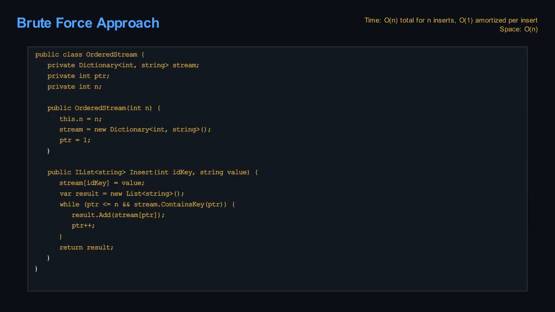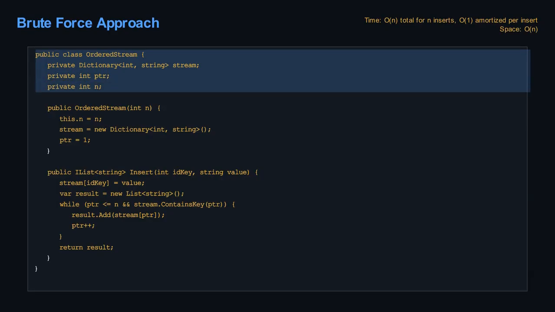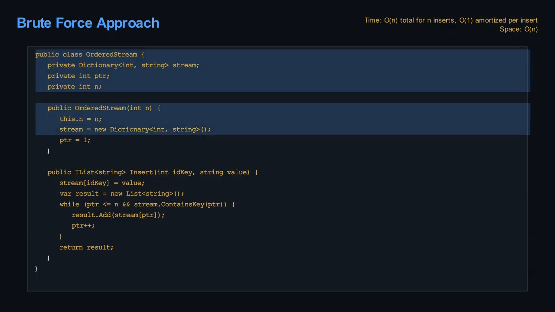A straightforward approach uses a dictionary to store the incoming ID value pairs. Each time we insert, we add it to the dictionary. Then, we check if the current pointer's ID exists. If it does, we add its value to our result and increment the pointer, repeating this until we hit a missing ID or the end of the stream.